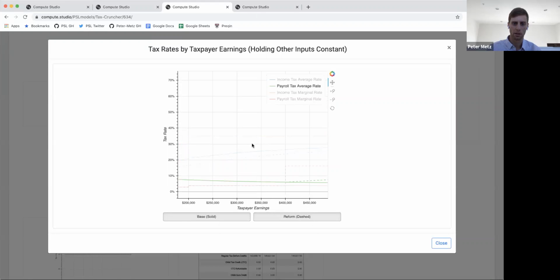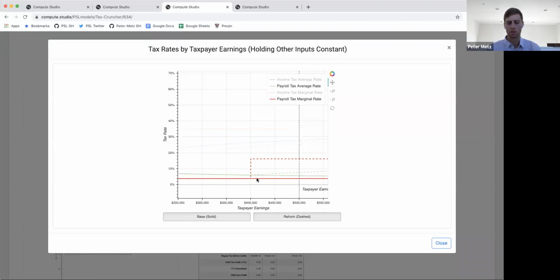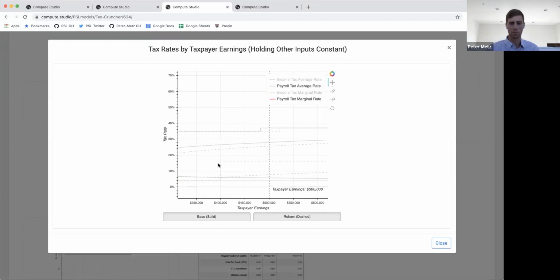And as expected for the payroll tax rate, there's going to be no change until we get to this threshold for additional Social Security tax, and then we have this kind of jump up to the 12.4% Social Security tax.